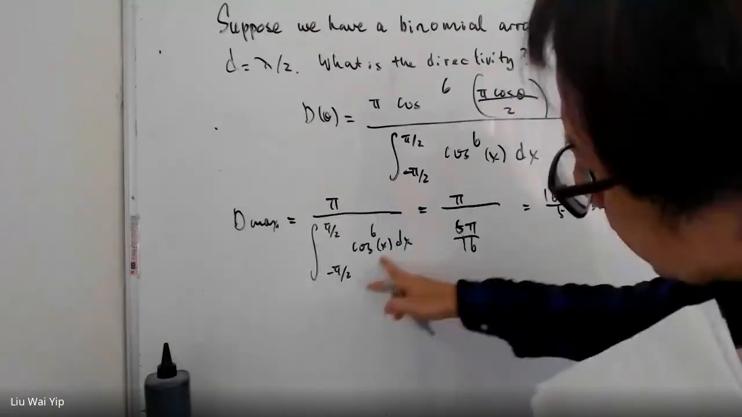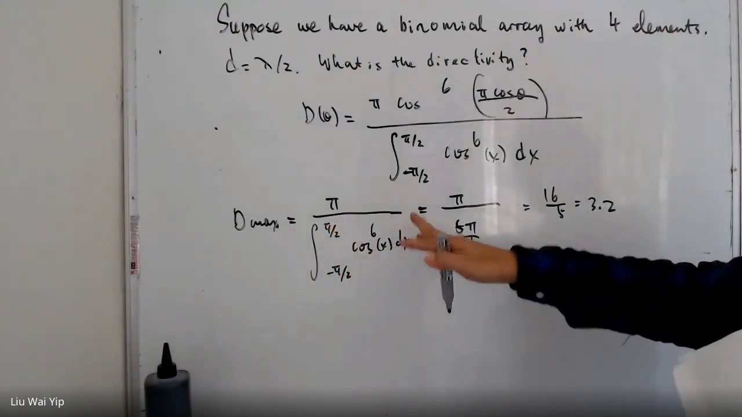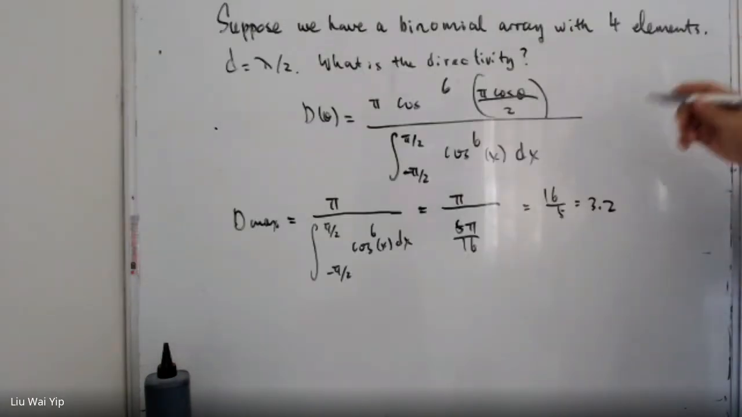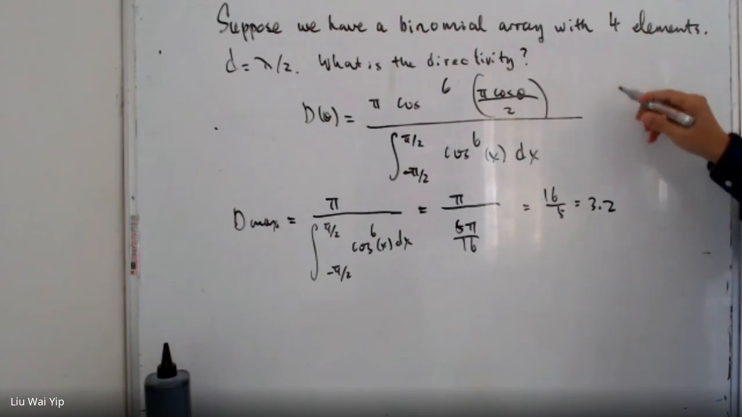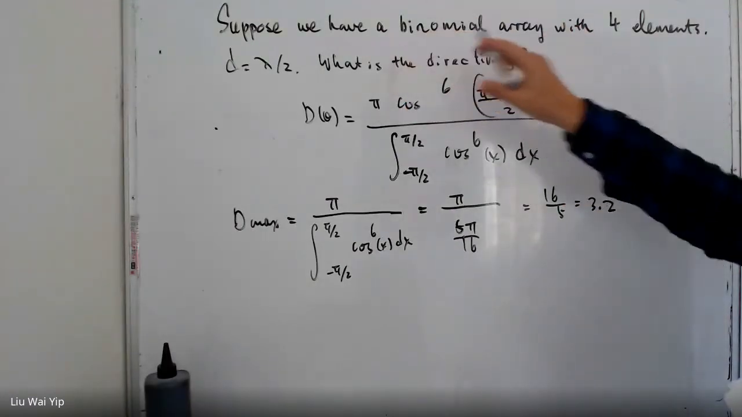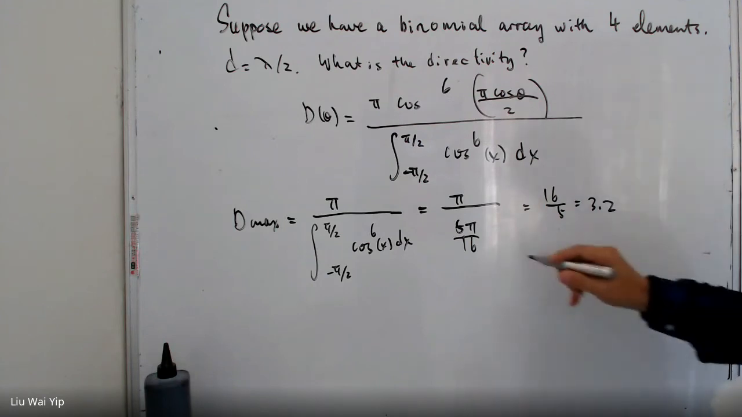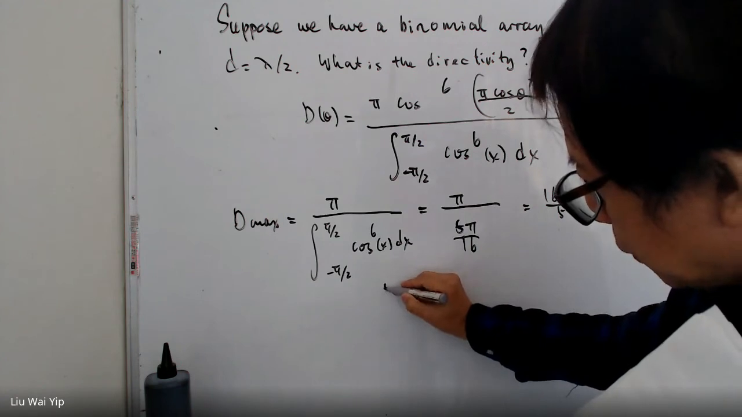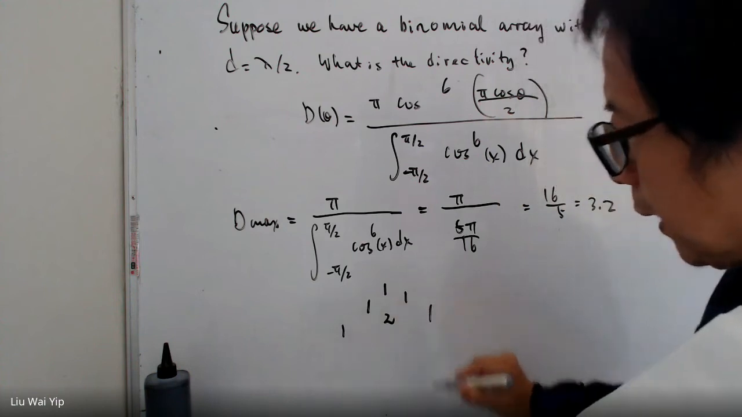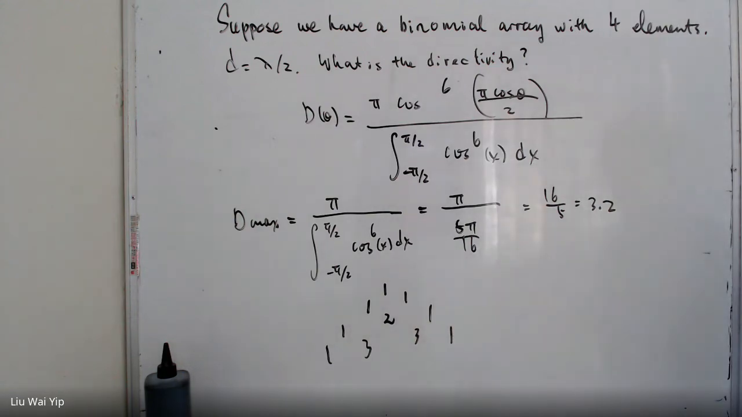Do we actually need to use this way to find out the maximum directivity? The answer is no. What we can do is use the basic formula to find out the exact excitation coefficient of each element. Say in this case, we have 4 elements, and now we use the Pascal triangle. One, this is for 2 elements, and this one is for 3 elements. And for 4 elements, 1, 3, 3, 1.